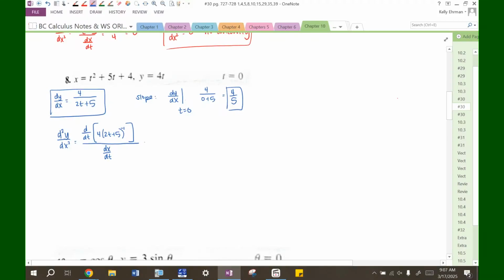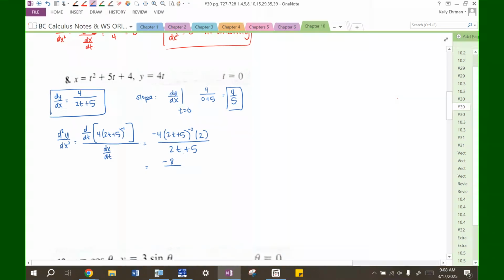All right, so first let's do this derivative. So this becomes negative 4, 2t plus 5 to the negative 2. And we have to chain rule. The derivative of 2t plus 5 is 2. Clean that up later. And the derivative of dx/dt was 2t plus 5. Right, so we can clean this up a bit. So this can multiply to negative 8. And this is to the negative 2.